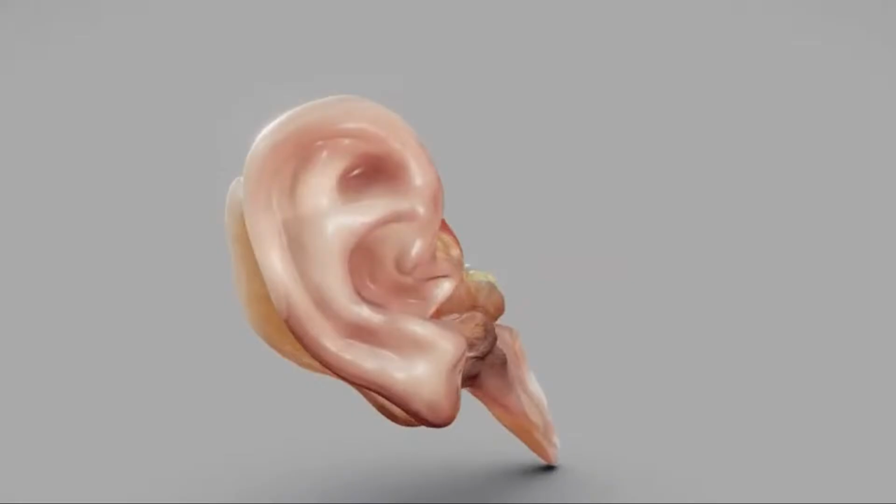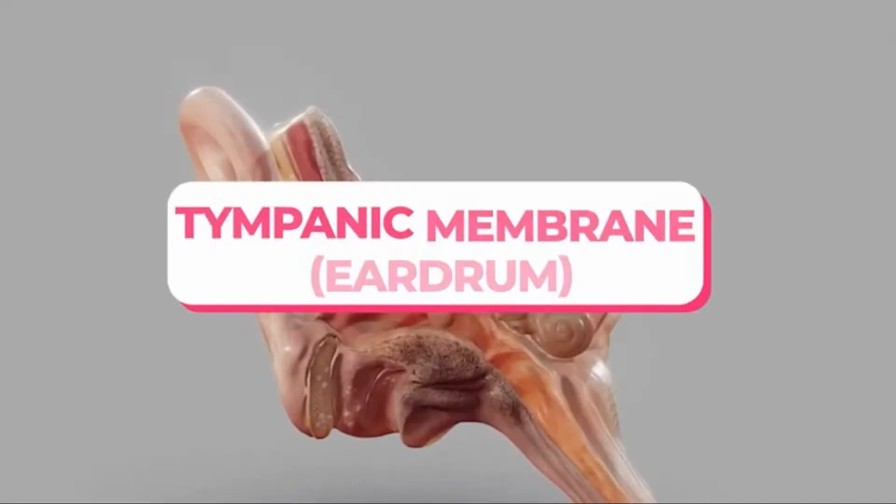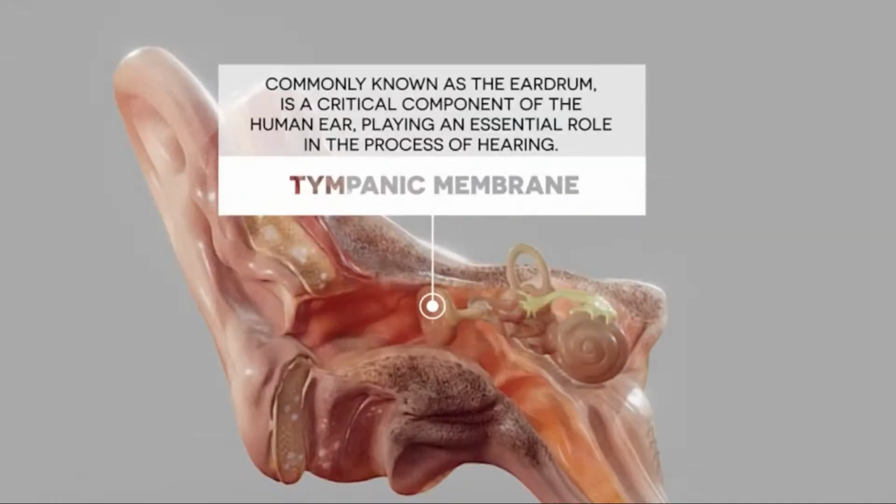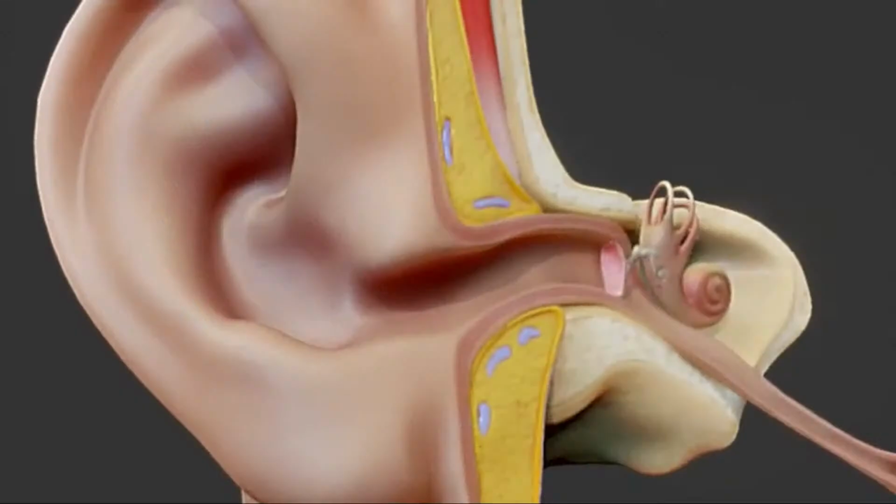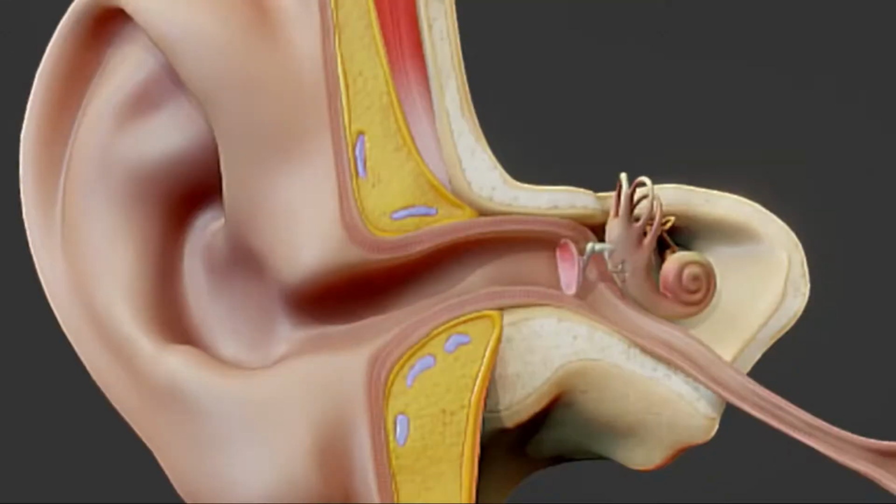The middle ear has two major components: the tympanic membrane and the ossicles. Tympanic membrane, or eardrum. The tympanic membrane, commonly known as the eardrum, is a critical component of the human ear, playing an essential role in the process of hearing. Here's a detailed explanation of its structure, function, and importance.